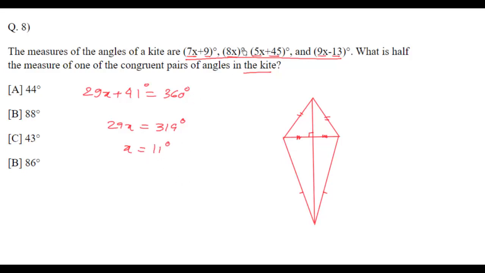So let us find all the angles. 7x plus 9: 7 into 11 is 77 plus 9 gives 86 degrees. This is 8 into 11, so it is 88 degrees. This is 5x: 5x is 55 plus 45 gives 100 degrees, right? And here it is 9x: 9x is 99 minus 13 gives 86 degrees. So these are the two congruent angles, the same angle, and we need to find half of it. So the answer should be 86 divided by 2, which is 43 degrees. So option C becomes the right answer.